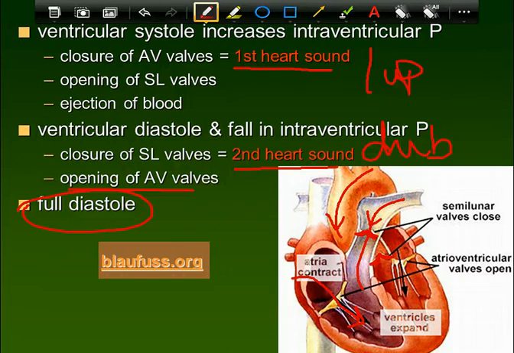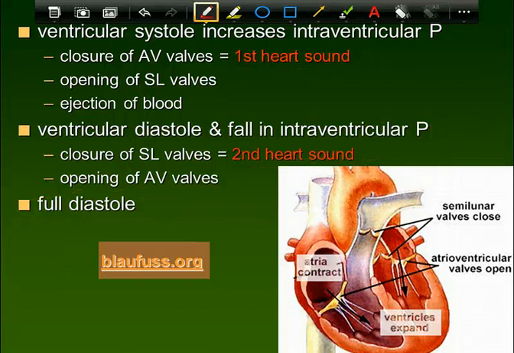By the way, great website to see all this happening. It's called Blaufuss.org. I believe they make some sort of mechanical stuff for the heart, but they've got some great tutorials, heart sounds, and showing blood flow. Okay, so that's one full cycle.